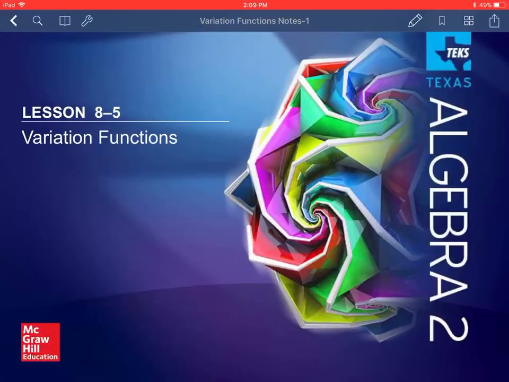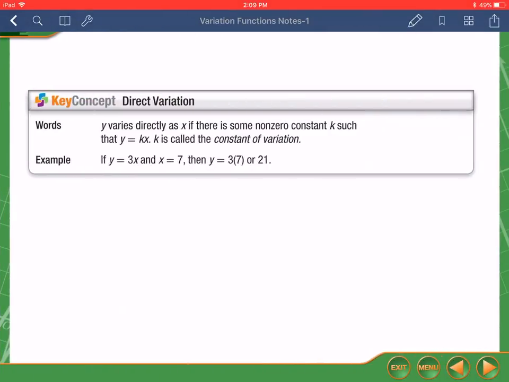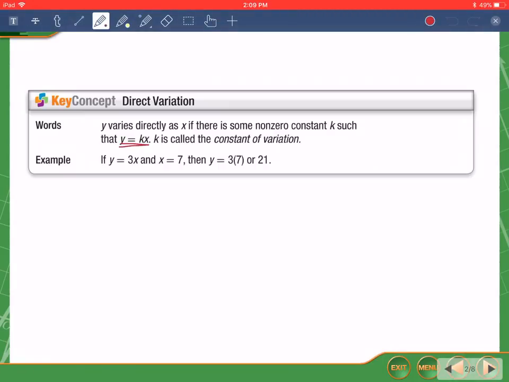Okay, so these notes are over variation functions, and we're going to focus on direct variation functions and joint variation functions. So, y varies directly as x if there is some non-zero constant k such that y equals k times x, which is the really important equation we need, and k is called the constant of variation. K is the same idea as slope.